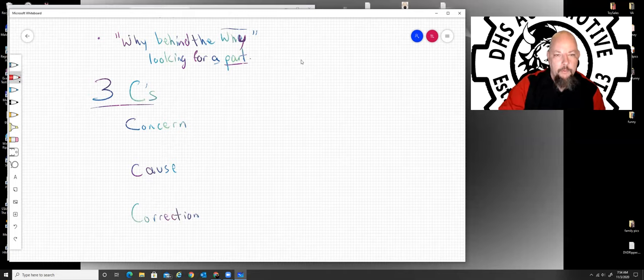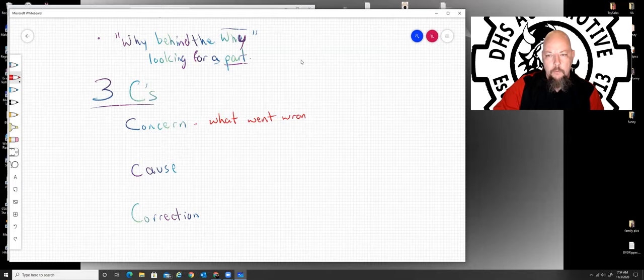Now, when it comes down to it, the concern is what went wrong. The cause is the root cause of failure component. Okay, now understand the root cause component. That doesn't mean you're only going to be replacing one part. Sometimes you've got 3 or 4, 10 things to replace because something really, really bad happened or some major assembly failed, okay? But you're going to be looking for that root cause of failure, okay?